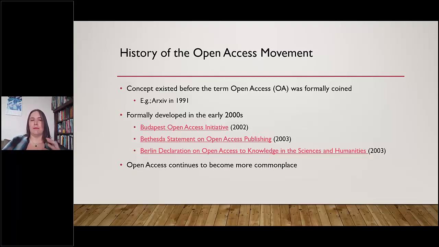So there were sort of three main statements about open access. The first one came in 2002, the Budapest Open Access Initiative. Then there was the Bethesda Statement on Open Access Publishing and the Berlin Declaration on Open Access, both of those in 2003. And as you probably know, open access resources are becoming more and more commonplace. When they first showed up, there was a lot of discussion about whether they were or could be as good as your standard subscription-based journals.